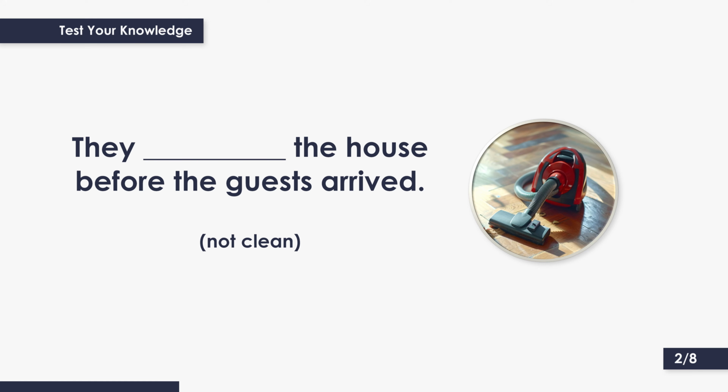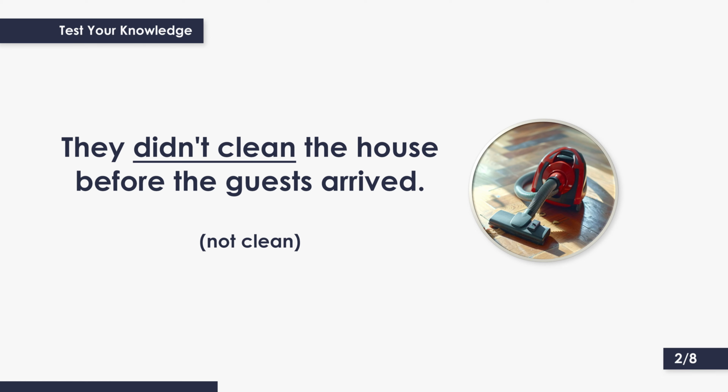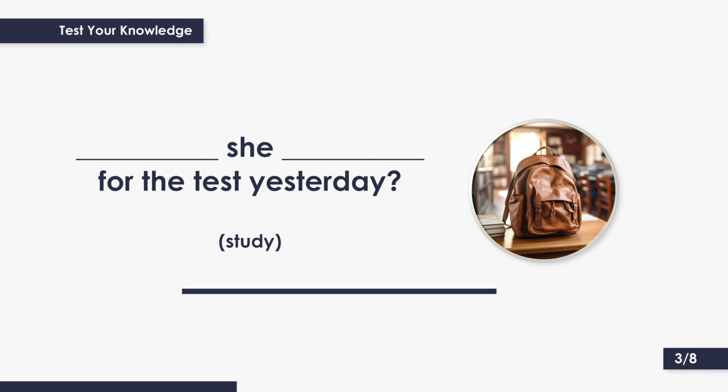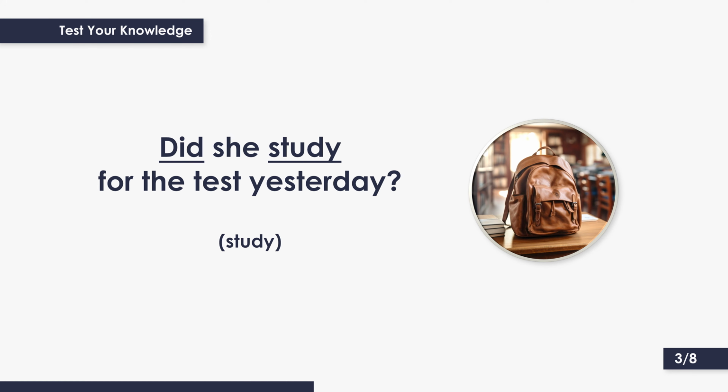Okay, we've got not, so this is a negative sentence. I'm going to use didn't, and then we're going to keep the base form of the verb, clean. They didn't clean the house before the guests arrived. We can see this as a question from the question mark, so I'm going to start with did. Then we're going to keep the base form of the verb. Did she study for the test yesterday?